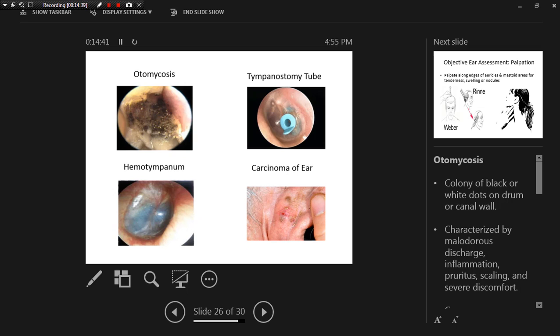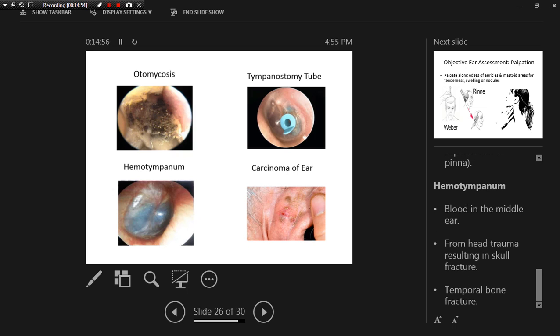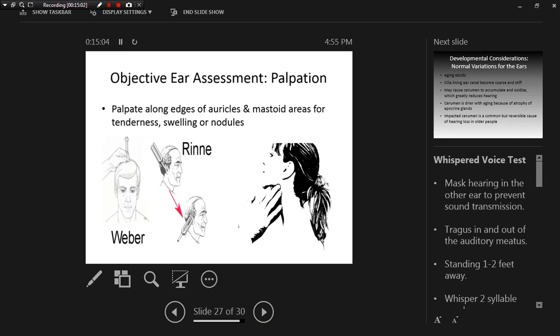So carcinoma of the ear. These patients are going to have some sort of lesion that's somewhat crusted, scaling, and it's going to be difficult to heal. It's not going to heal. It's going to bleed very easily, and it's going to commonly be in an area that's exposed to the sun frequently. So in addition to the inspection, like we said, we're going to palpate along the auricles, the pinna, and the mastoid areas, the tragus, and look for any tenderness, swelling, or nodules associated with redness.